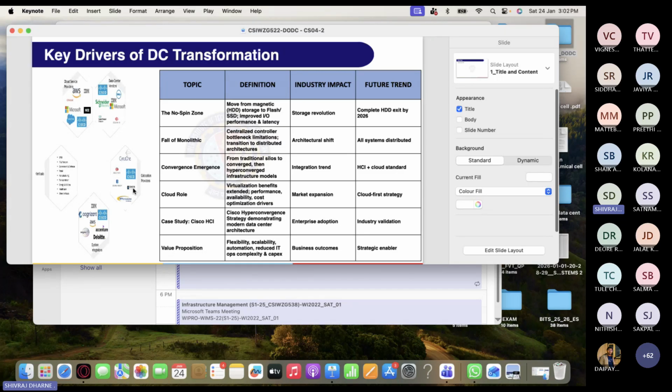Then monolithic: we talked about monolithic memory arrays versus now software-defined, where all systems are distributed. Then convergence, which means moving from traditional silos to converged, then hyperconverged infrastructure models. Then the cloud role, virtualization benefits, extended performance, availability, and cost optimization drivers. Basically it helps you with market expansion, and people are calling it a cloud-first strategy. Can anybody give me some insight into what cloud-first strategy means? Can anybody just describe what it means?